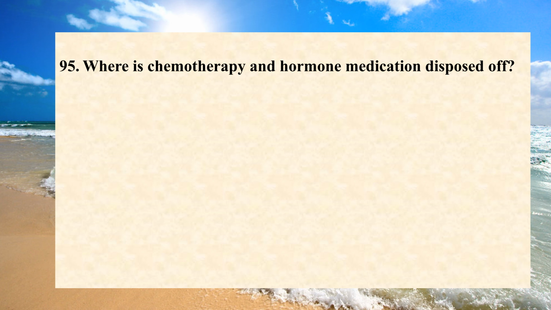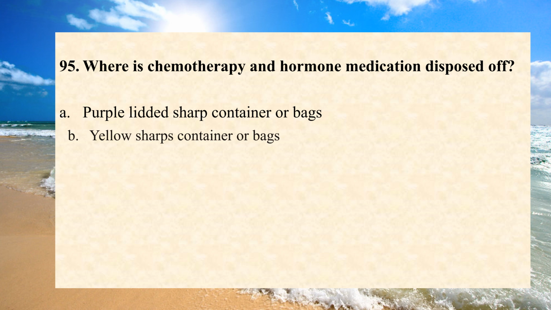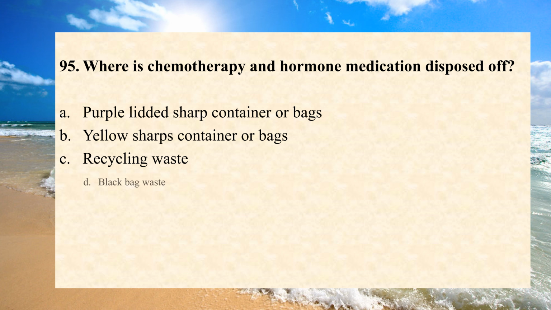Where are chemotherapy and hormone medication disposed of? Option A. Purple lidded sharp container or bag. Option B. Yellow sharp container or bags. Option C. Recycling waste. Option D. Black bag waste. Answer is A. Purple lidded sharp container or bags.